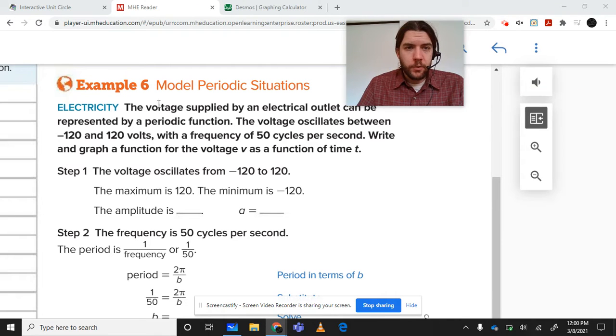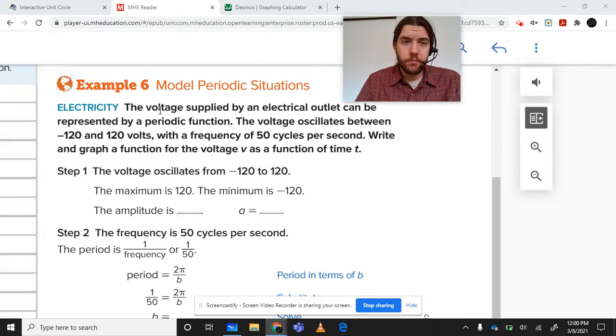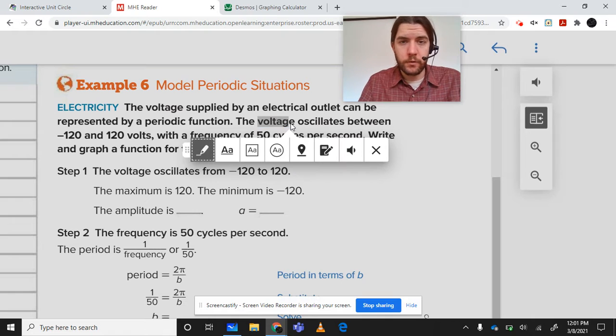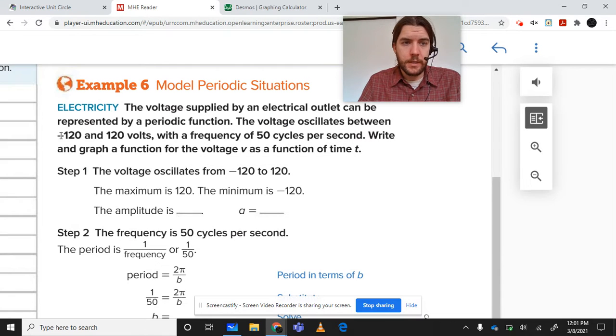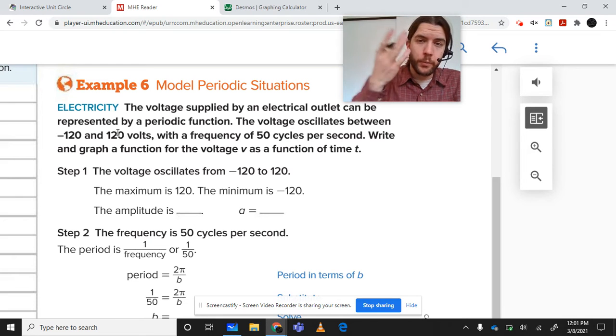Okay, here on example number 6, our final example for this lesson, we're going to be modeling periodic situations. The situation they're giving us is the voltage supplied by an electrical outlet, which can be represented by a periodic function. The voltage, which is kind of like the pushing force on the electrons, oscillates between negative 120 and 120 volts. So it's actually pushing and then pulling, pushing, then pulling. We call that an alternating current with a frequency of 50 cycles per second.